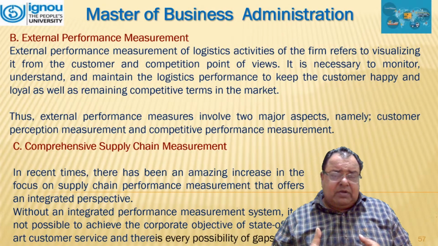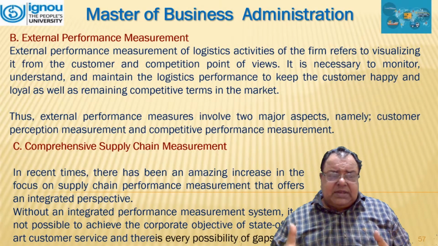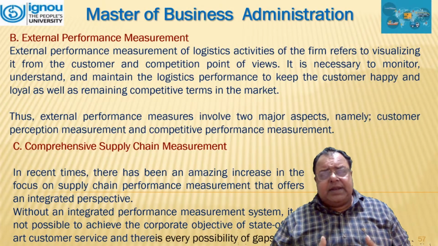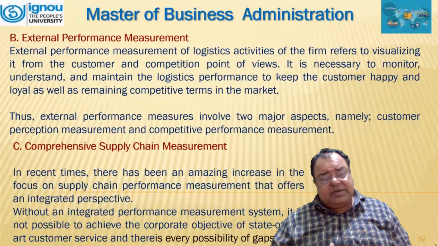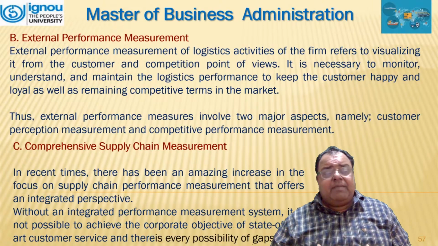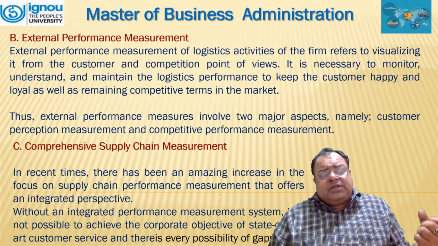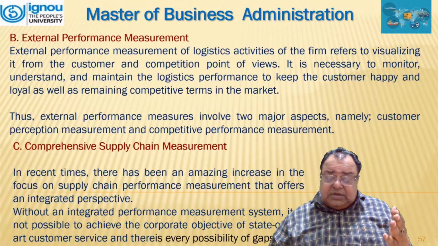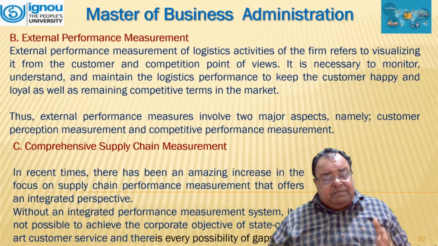The second one is external performance measurement. External performance measurement of logistics activity of the firm refers to visualizing it from the customer and competition points of view. It is necessary to monitor, understand, and maintain the logistics performance to keep the customer happy and loyal, as well as remaining competitive in the market. External performance measures involve two major aspects, that is, customer perception measurement and competitive performance measurement.